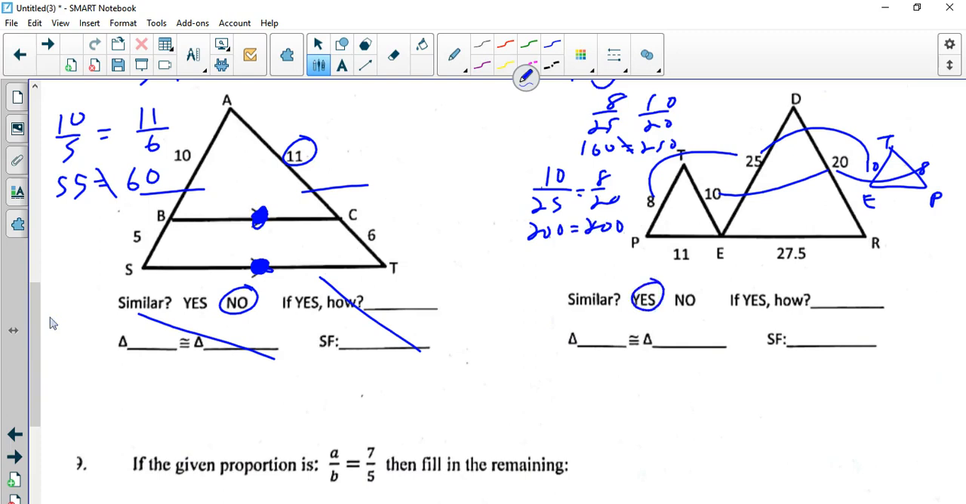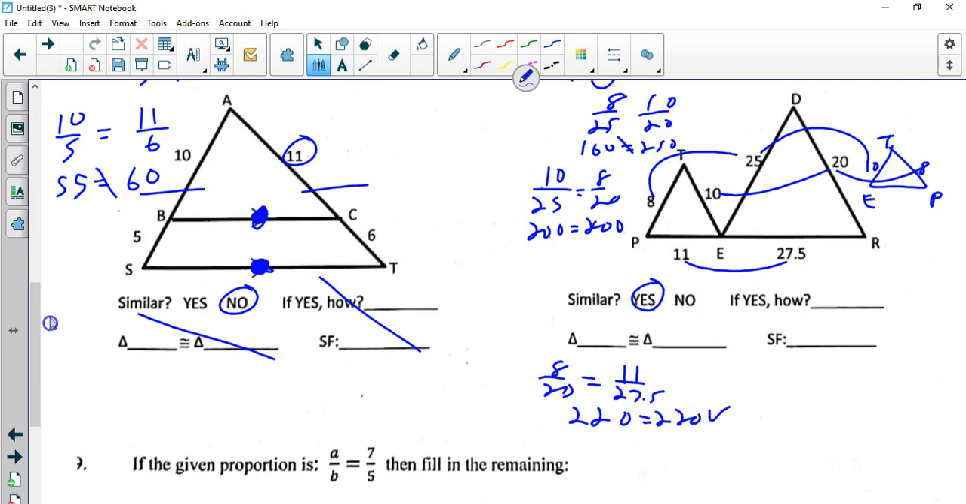And here's why order matters. Because they are proportional. Okay? And how are they proportional? Well, we have two sides. We still need to test this one. So I'm going to come down here and do 8 to 20 and 11 over 27.5, which gives me 220 equals 220.